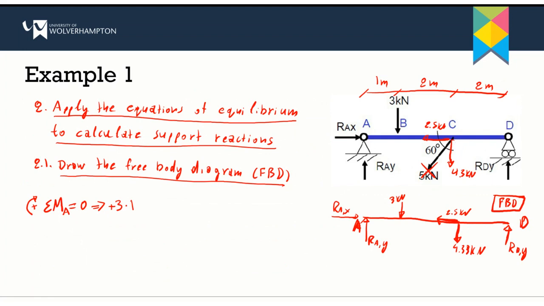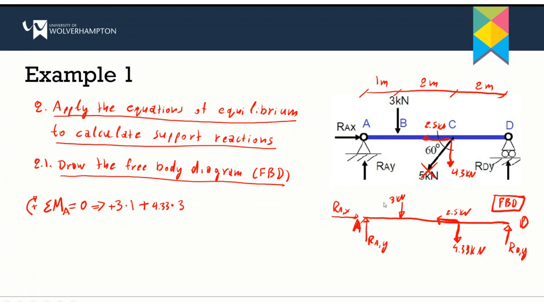The second force that causes a moment about point A is this 4.3 kilonewton force that you see over here. Hope you can see my cursor. So once again, we have to define whether it is a positive moment or a negative moment. Indeed, it is a positive moment because it tends to rotate it clockwise about point A. So plus the force is 4.33 kilonewtons. And the distance now is the whole distance between A and C, which is 3 meters, times 3.